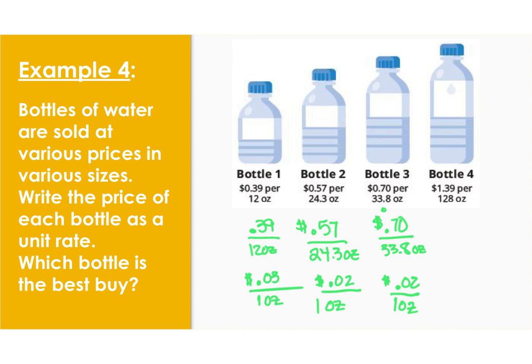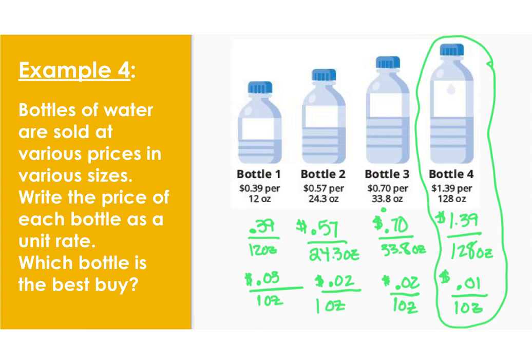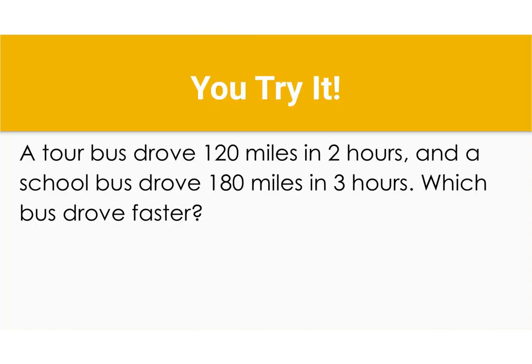Let's see. And the last one is $1.39 per 128 ounces. So I'm going to divide $1.39 by 128. And if we round this one, it's 1 cent per 1 ounce. So which one would be the better buy? Which one's the cheapest? So the cheapest one is going to be this one that is 1 cent per ounce. Okay, you try it. Make sure you write this down in your notes and put the answer in the computer.